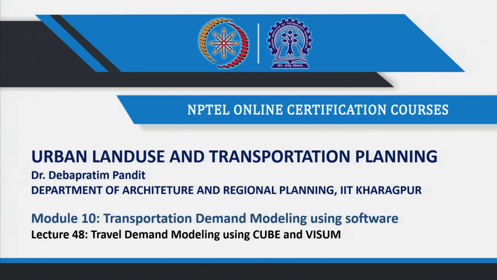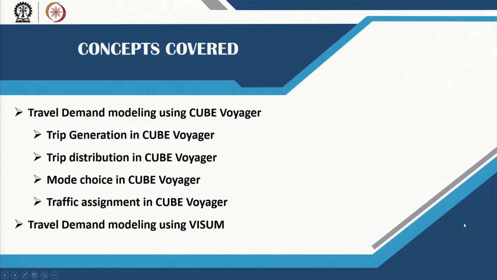Welcome back. In lecture 48, we will start with travel demand modeling, and we will cover both the CUBE and the Visum software. The different concepts that will be covered in this lecture will be on travel demand modeling using the CUBE Voyager software, and within that we will look into trip generation, trip distribution, mode choice and traffic assignment, and then we will also look into travel demand modeling using the Visum software as well.